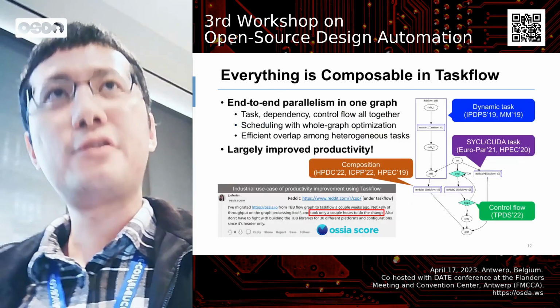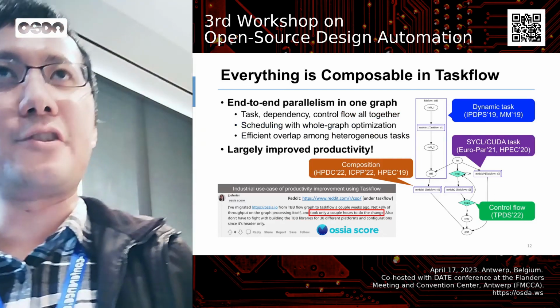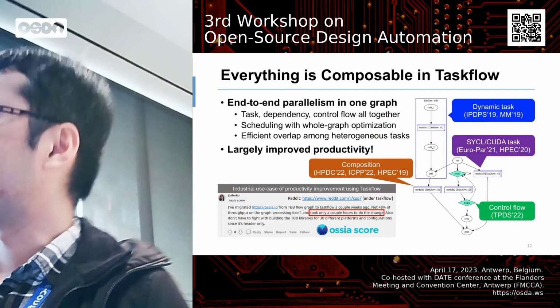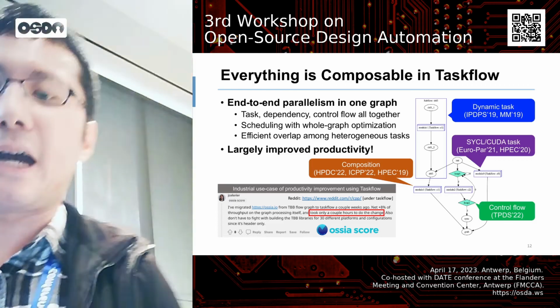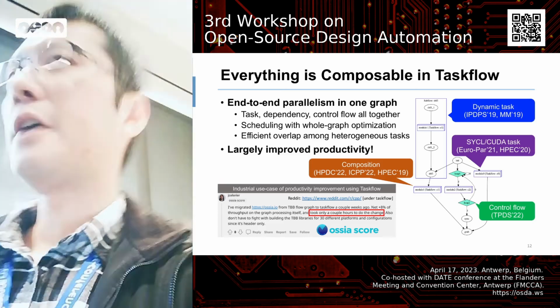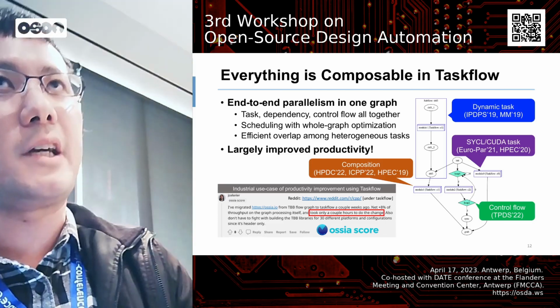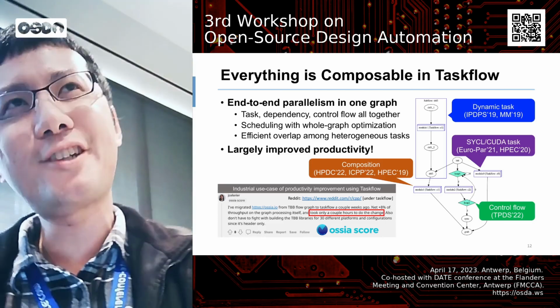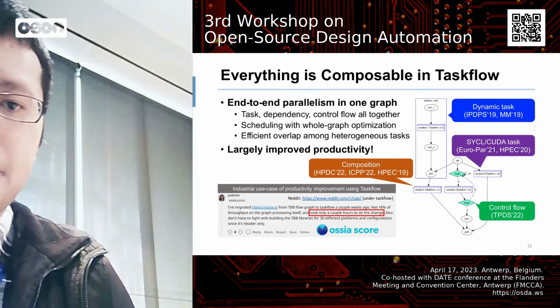Everything is composable and unified in our system. Task dependency and control flow are all associated with each other, so you can represent a very generic control task flow graph and achieve end-to-end parallelism. For example, there is a post on Reddit sharing how Taskflow helped their company migrate an existing multimedia engine to the parallel target in just a few hours, and the performance got about 8% better.